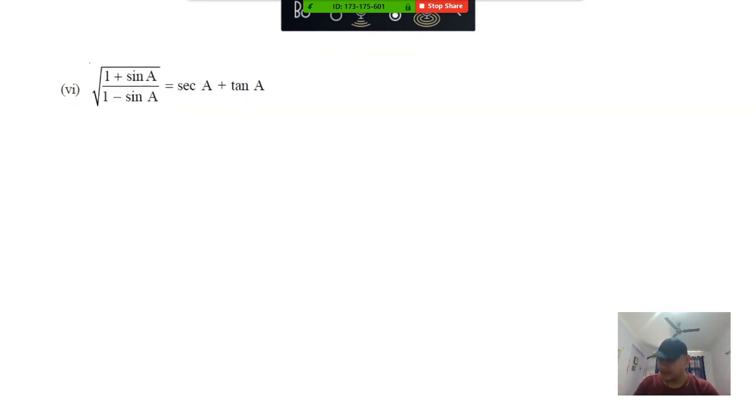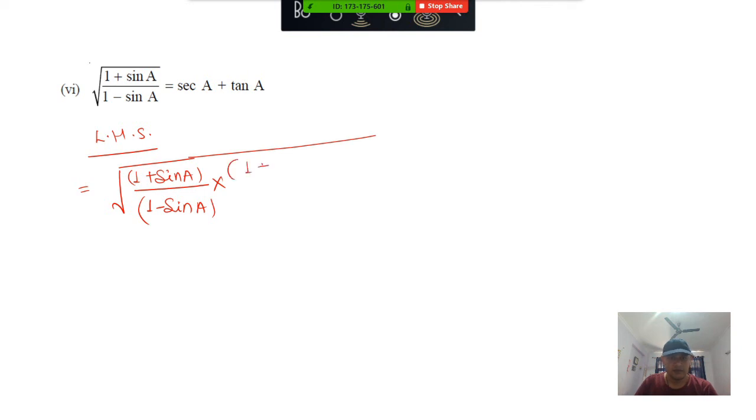Okay, let's move to the next question. The next question is: root of 1 plus sin A upon 1 minus sin A is equal to sec A plus tan A. So let's sort it out. The left hand side is written as root of 1 plus sine A upon 1 minus sine A. What we are going to do is divide and multiply by the term 1 plus sine A upon 1 plus sine A.